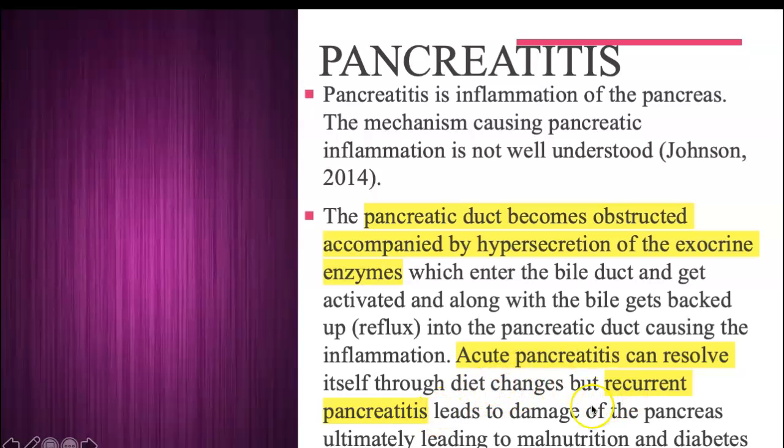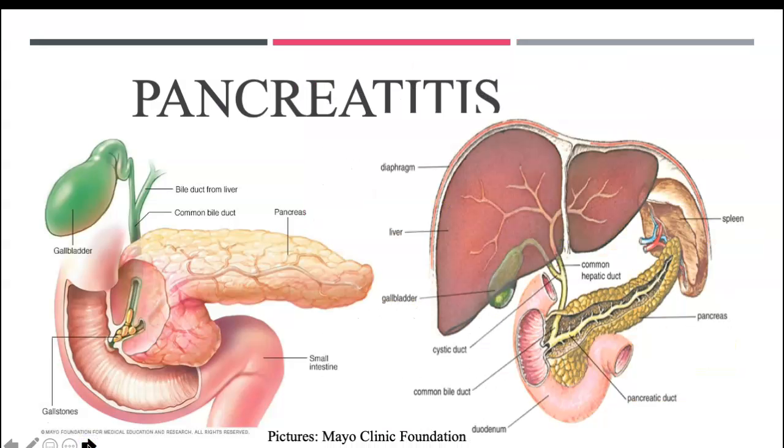But if it is recurrent, then it leads to damage of the pancreas, which can be permanent and irreversible. And once that happens, because the digestive enzymes are not reaching the duodenum, and insulin is not produced in sufficient quantities, it can lead to diabetes and malnutrition. Again, the blocking of the ducts is thought to be because of the presence of gallstones.